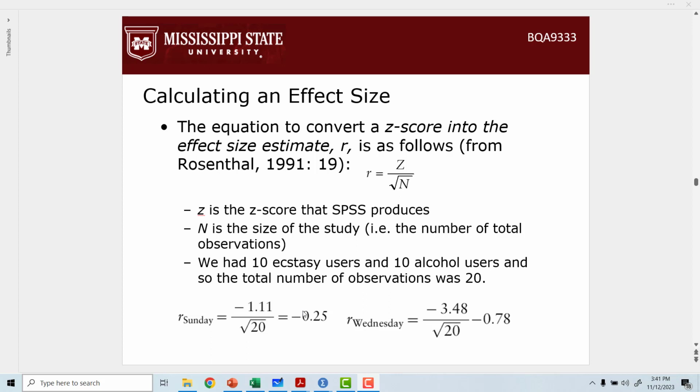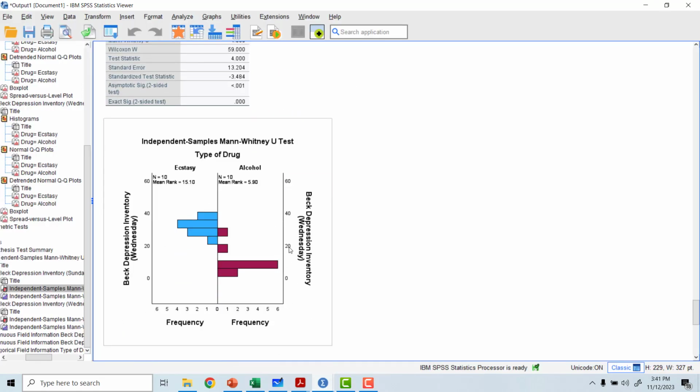If you can recall, for Cohen's d, 0.2 is small, 0.5 is medium, 0.8 is large. And then on the Wednesdays, obviously there's a much stronger effect, and we get an effect size of 0.78, so almost a large effect size.